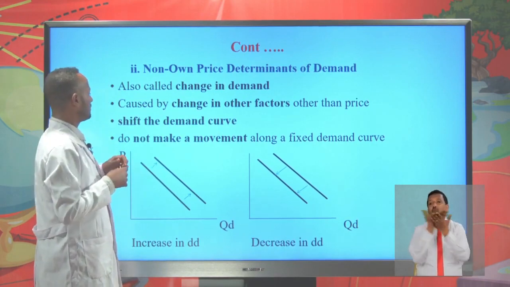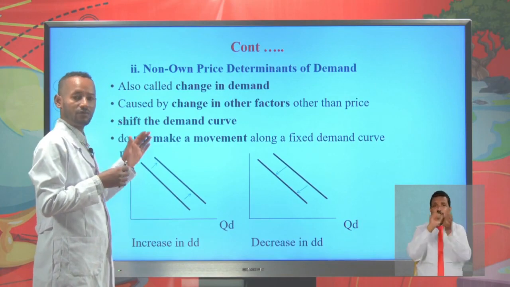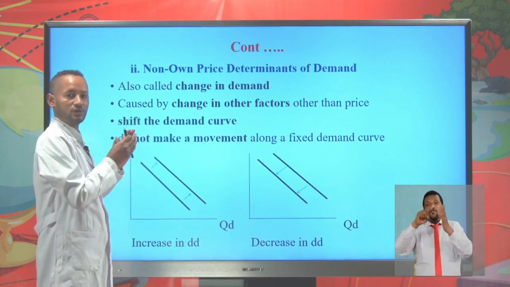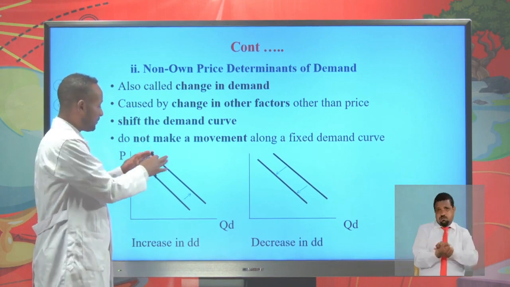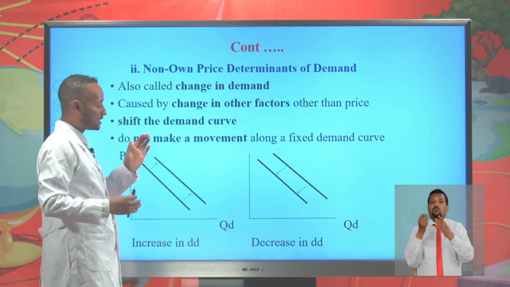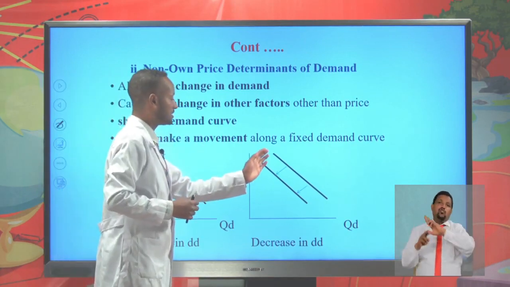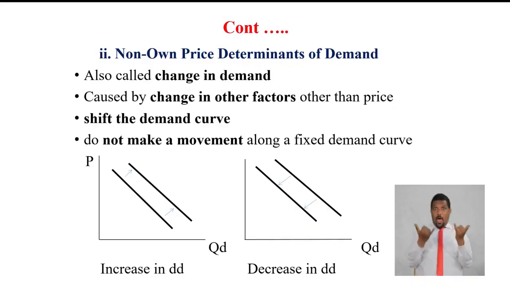And these factors other than the price of a commodity shift the demand curve from its entire position either to the left or to the right. Any factor that increases demand for a commodity will shift the demand curve to the right, and any factor that decreases demand for a commodity will shift the demand curve to the left. Now, let's see these factors that shift the demand curve either to the left or to the right.